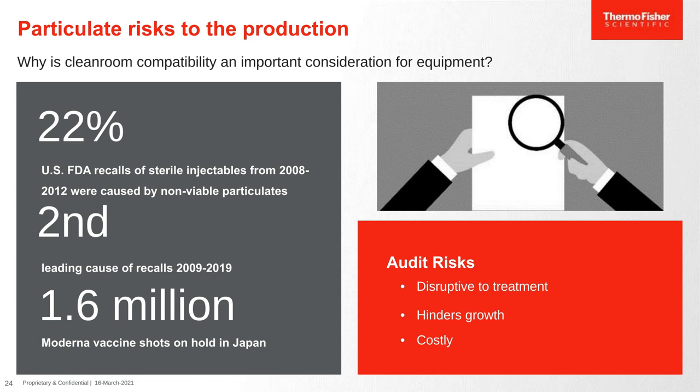More recently, last month in Japan, 1.6 million doses of the Moderna vaccine that were produced in Spain were put on hold due to a contamination that turned out to be bits of stainless steel from production equipment in the final film finish room that was improperly installed. So you can see that even these non-viable particles coming off of laboratory and production equipment represent a risk. They are disruptive to the treatment. They can hinder growth of your process and your company, and obviously combating those risks is very costly.